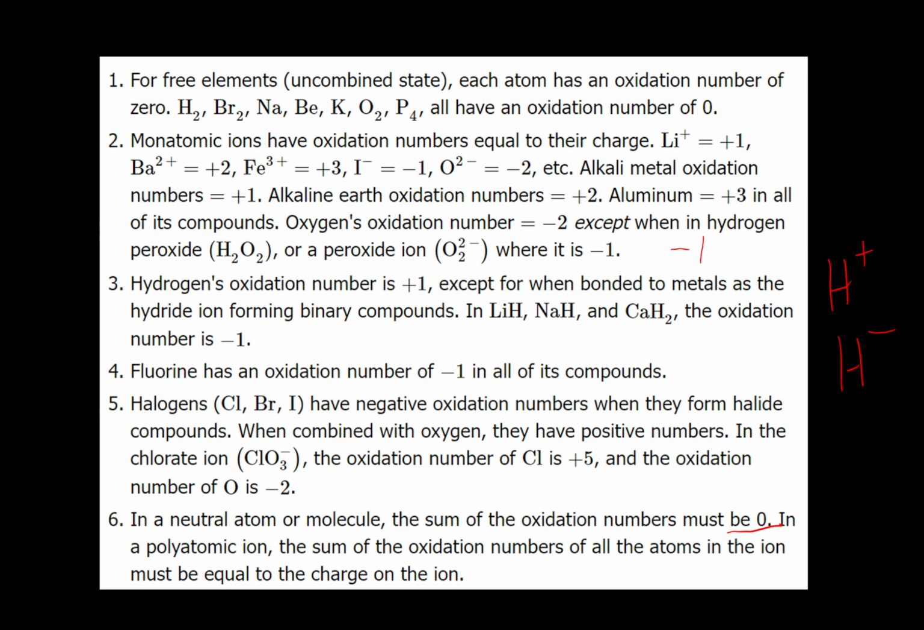So in short, the oxidation states in a compound must equal the charge. So if the charge is 0, it's neutral, it should be 0. If the charge is 1 minus, then everything should add up to give you 1 minus. So that's what generally works.